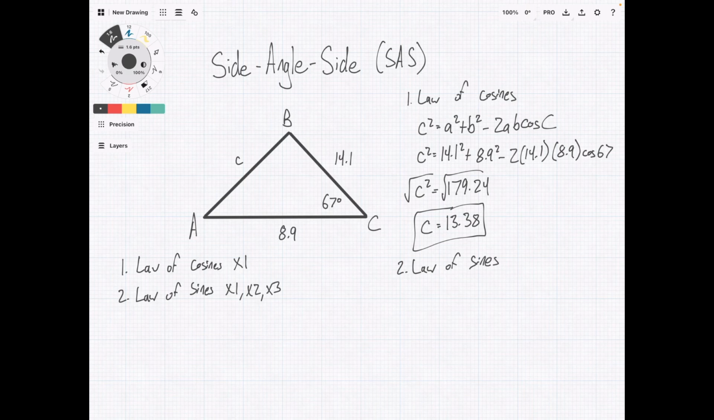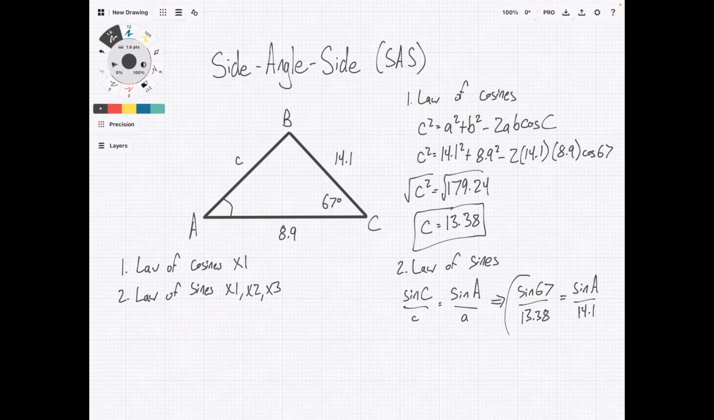And here we want to find the angle A. So we want to find this angle. So let's write out the law of sines. Sine of c over little c equals sine of A over little a. This becomes sine of 67 over 13.38, the side that we just found, equals sine of A over 14.1.